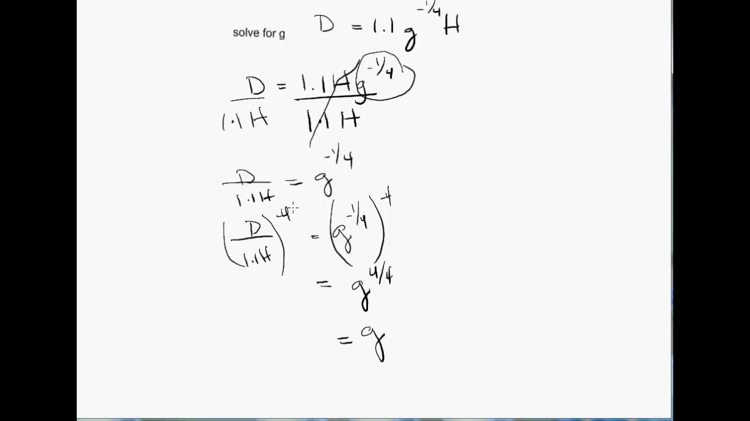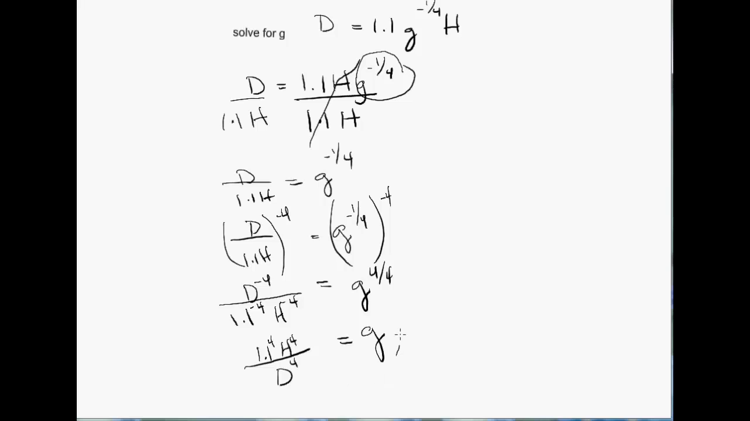And so then remember, we're going to raise all of the parts of both sides to that minus 4. So this becomes D to the minus 4, 1.1 to the minus 4, and H to the minus 4. Now, when we have a negative exponent, we have to take the reciprocal. So this whole left side becomes the reciprocal to the 4th power. We flip it, and then everything becomes positive, so this becomes positive, this becomes positive, and then D to the 4th.